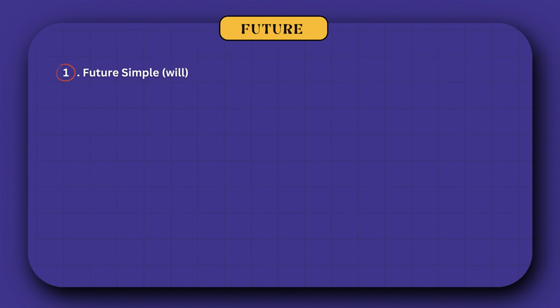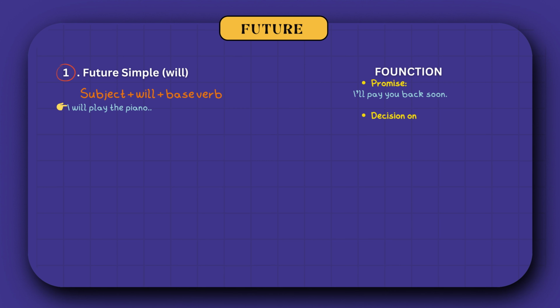Future tenses. 1. Future simple, will. Structure: subject plus will plus base verb. I will play the piano. Function: promise: I'll pay you back soon. Decision on the spot: I'll come with you. Offer or help: I'll answer the phone. Prediction, opinion: I think it will rain tomorrow.